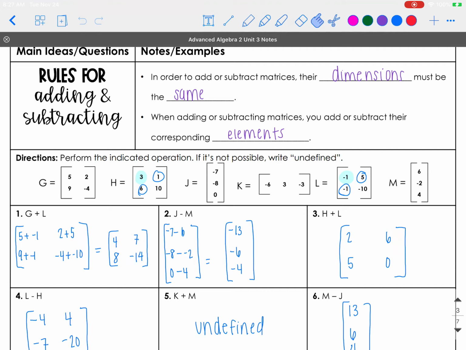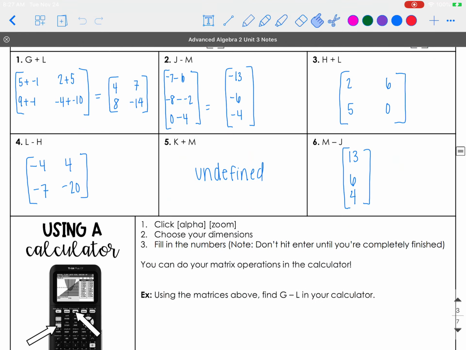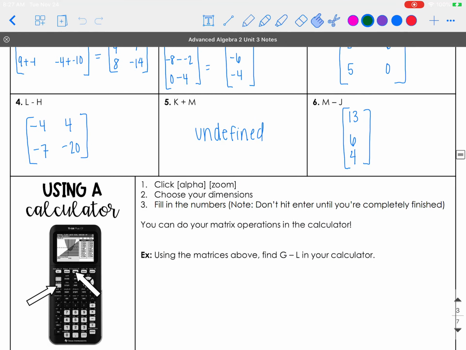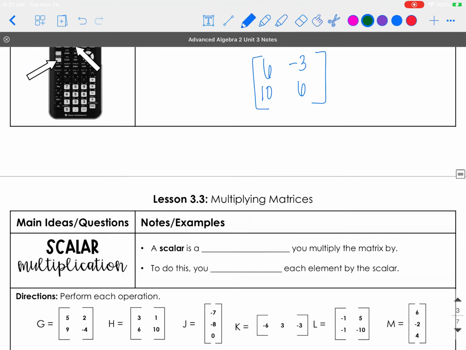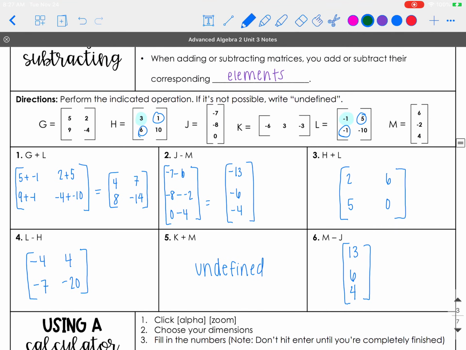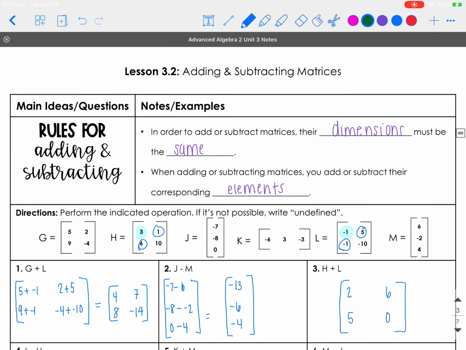So G minus L. And we get 6, -3, 10, 6. And that's it. I'm not showing you any more examples. If you're struggling with the calculator, let me know, because it's super easy, and you do need to know how to type in a matrix on your calculator because you're going to be using that this entire unit. But if you don't have any questions, have a great day.